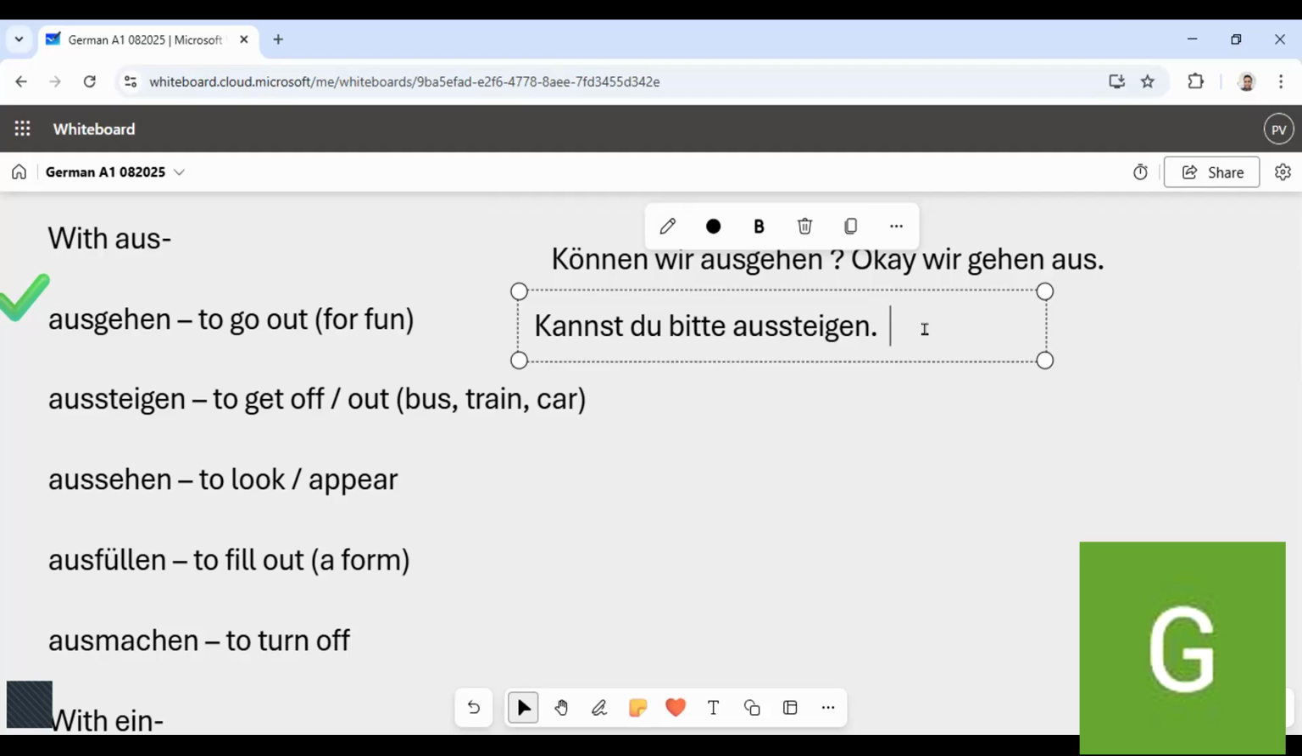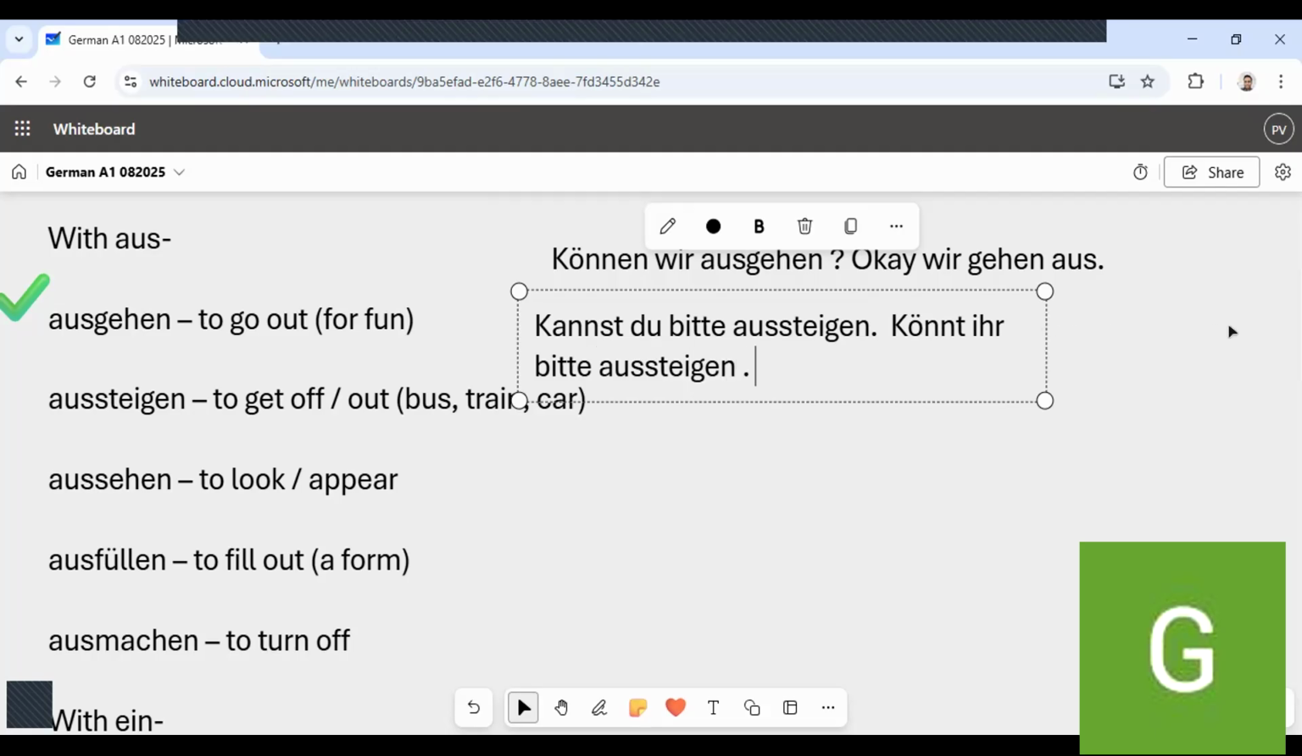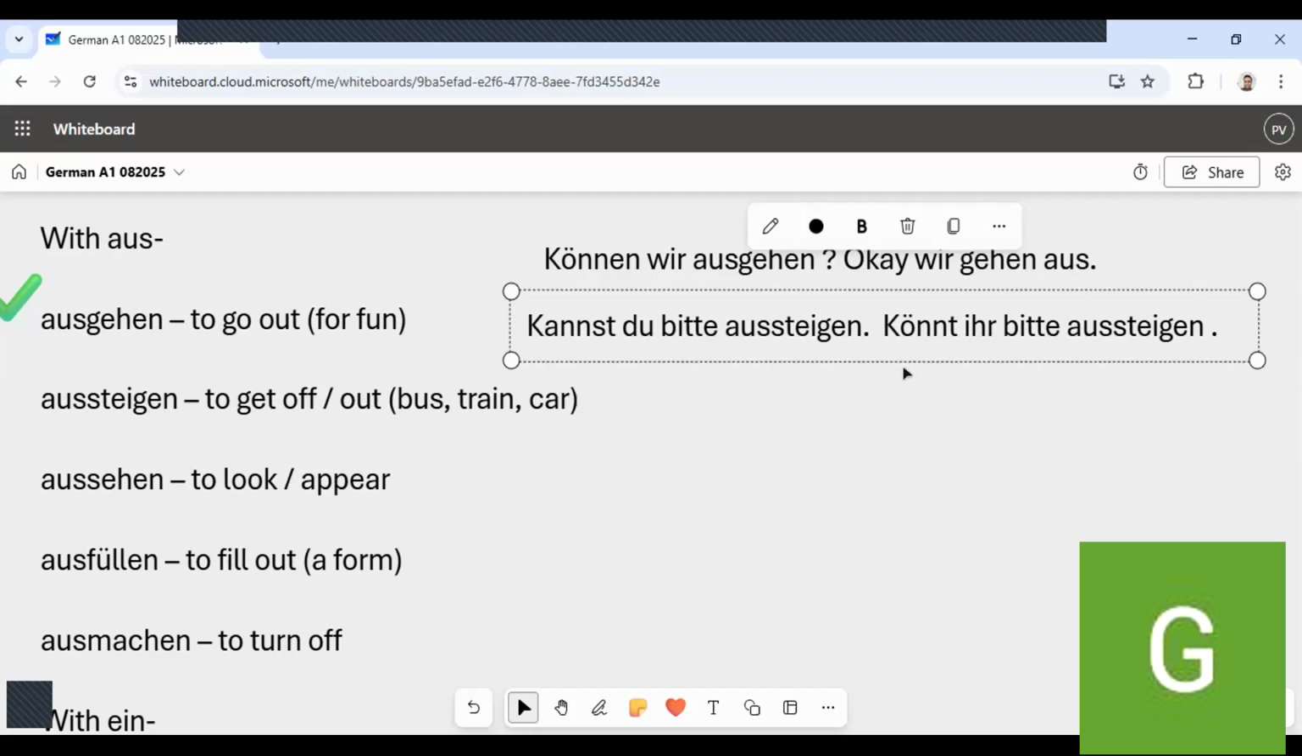And suppose if you want to say not to a person, you want to say to a lot of people. How will you say? Könnt ihr bitte aussteigen? Can you all please get off? Okay? Because there are a lot of people in front of you. Könnt ihr is for second person informal plural.